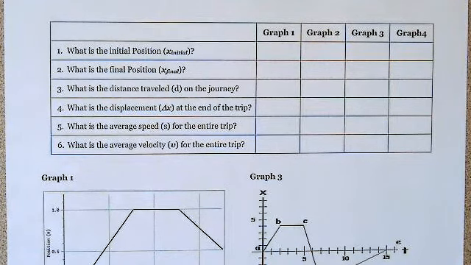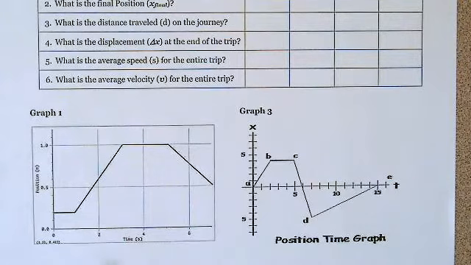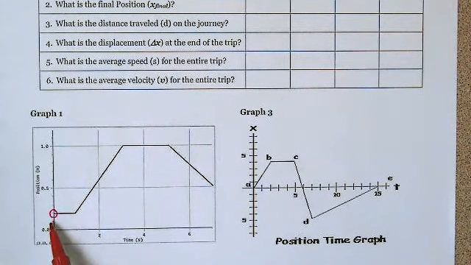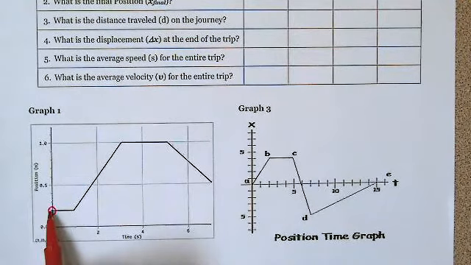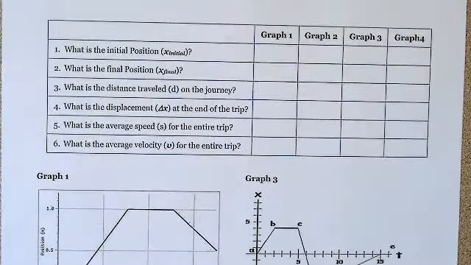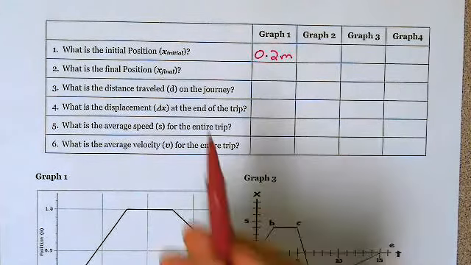Okay, so the first question says, what is the initial position? So we're going to look at the graph, and the initial position is where it is starting. So the initial position here is right here. Okay, so now we have to figure out what number goes with this graph at this point. So if we look along the side, the position is in meters, and this is 0.5 and this is 1. So each one of these little hash marks is going to be 0.1 of a meter. So here's 0.1, here's 0.2. So this is 0.2 meters. So the first graph, initial position, is 0.2 meters.